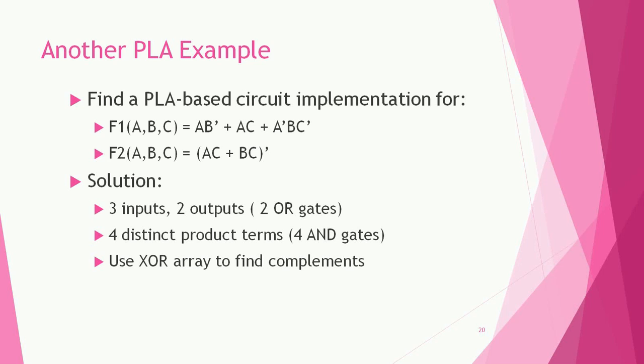So 2 OR gates at the outputs. But how many AND gates? It depends on the number of product terms. If you observe carefully, AC is a term which is included in both the expressions. So we will consider it only once. But if you observe the expression of F2, which is (AC plus BC) whole bar, that means you have to use an XOR gate for complementing and uncomplementing the final expression. So let us try to implement that.